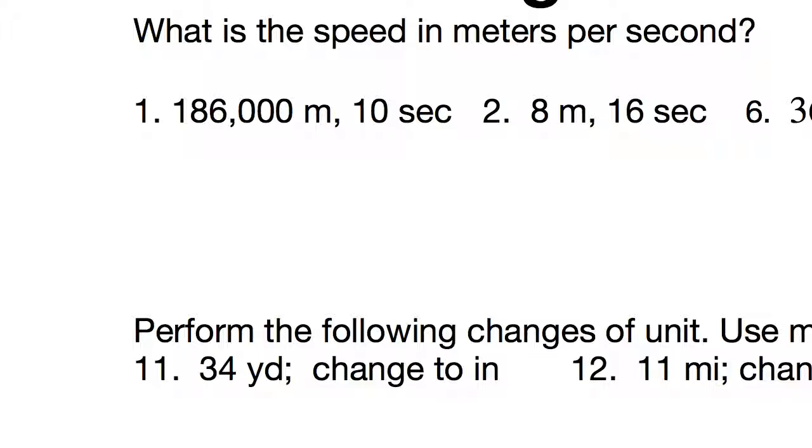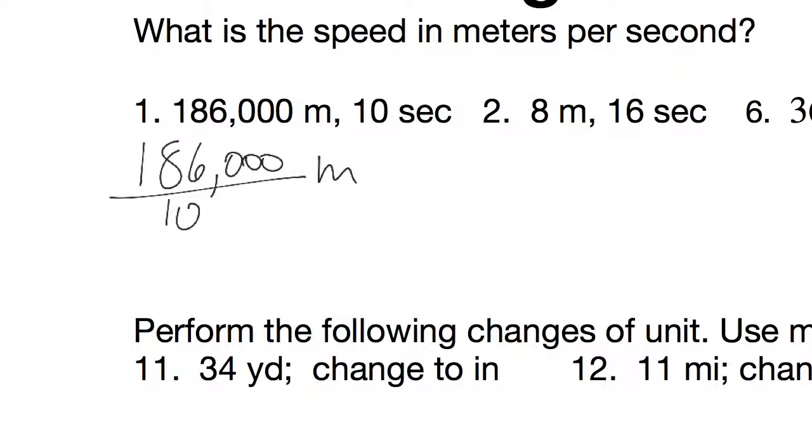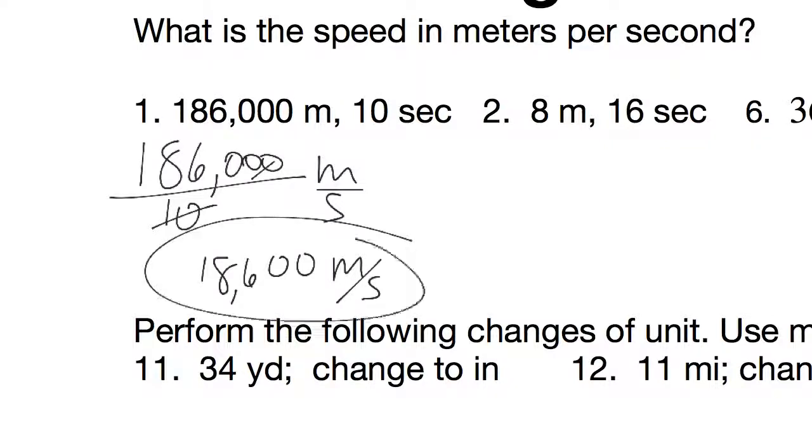If you're going 186,000 meters in 10 seconds, you can turn that into a fraction. 186,000 meters in 10 seconds. That'll give you meters per second if you divide like this. Canceling out that, you get 18,600 meters per second. That's the answer.